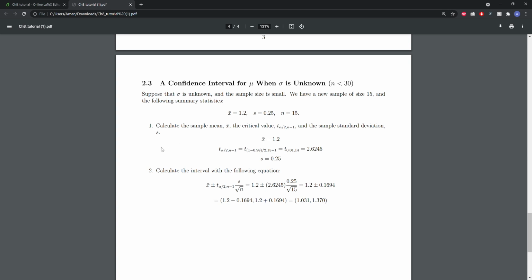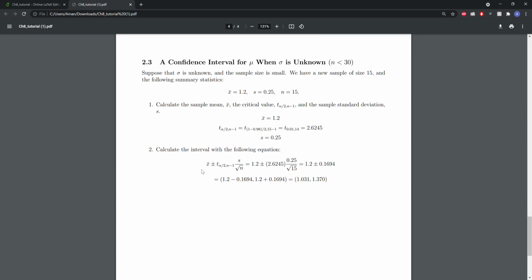So again, the first step is we want to calculate the sample mean, the critical value, and the sample standard deviation. And so the sample mean and the sample standard deviation are given as 1.2 and 0.25 respectively, and the critical value, because we have a small sample size, we have to get that from the t-distribution. So alpha is 0.02 and n is 15, so the critical value is found to be 2.62, and you can use R or a table to find this.